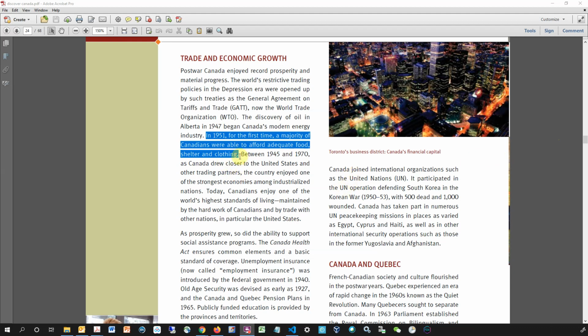For example, here's a sentence in this book. It says, in 1951, for the first time, a majority of Canadians were able to afford adequate food, shelter, and clothing. So in this sentence, it is important to memorize the year, which is 1951. You can read through the whole book multiple times, but it's really difficult to ensure that you have remembered all of these facts, with the dates, people, places, and the names of the acts.